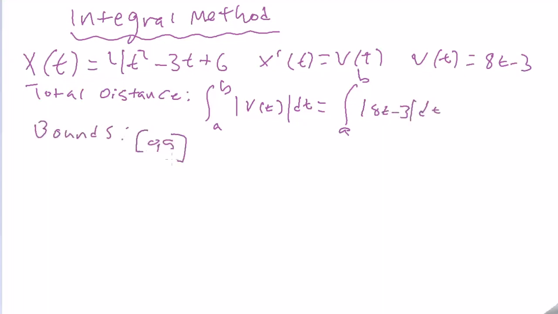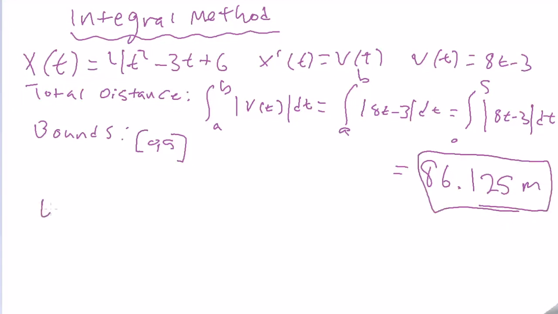Now, we know our bounds are 0 and 5. So when we plug in v of t and our bounds, that gives us the integral from 0 to 5 of the absolute value of 8t minus 3, or 86.125 meters, which is the same that we got earlier. How cool is that? Now we'll do the displacement.